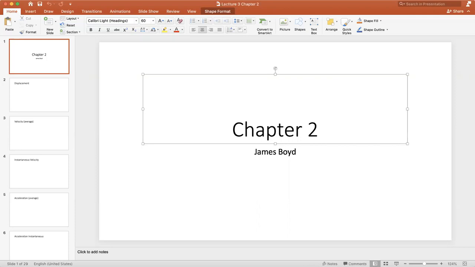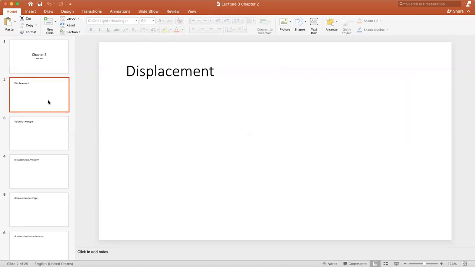In this course, we're going to consider, for the most part, only forces that are constant. So we need to talk about how we mathematically describe constant acceleration and how to derive the equation for displacement and velocity from acceleration. So let's start with displacement.